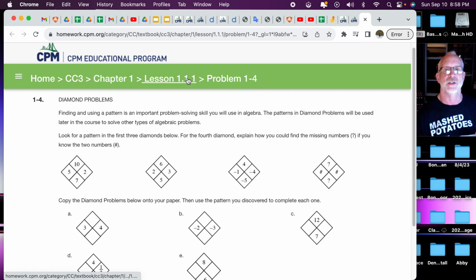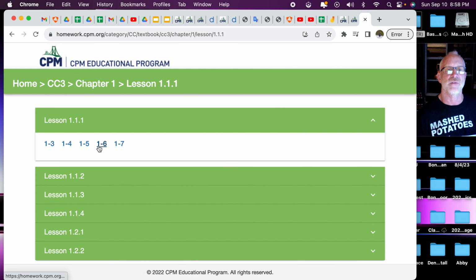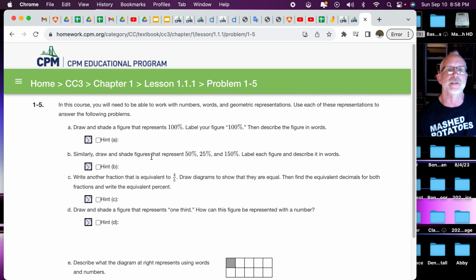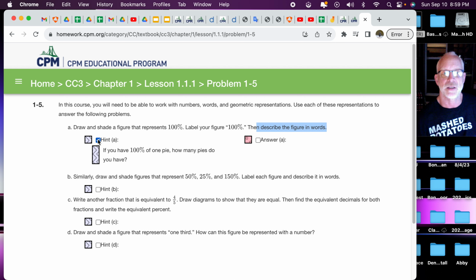Now let's go back to problem 1.5. 1.5 looks like this. Draw and shade a figure that's 100%. Label your figure 100%. Describe the figure in words. If you need hints, here we go. Hint says if you have 100% of one pie, how many pies do you have? Then it says draw and shade figures that represent 50%, 25%, and 150%.